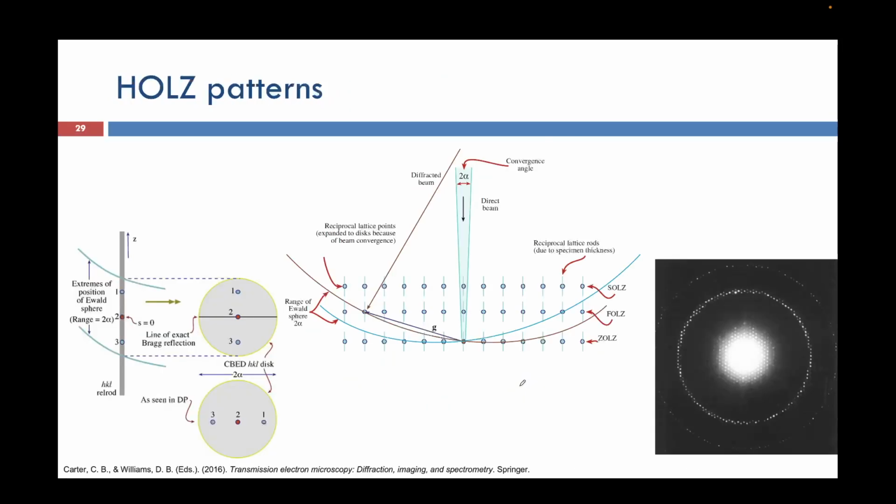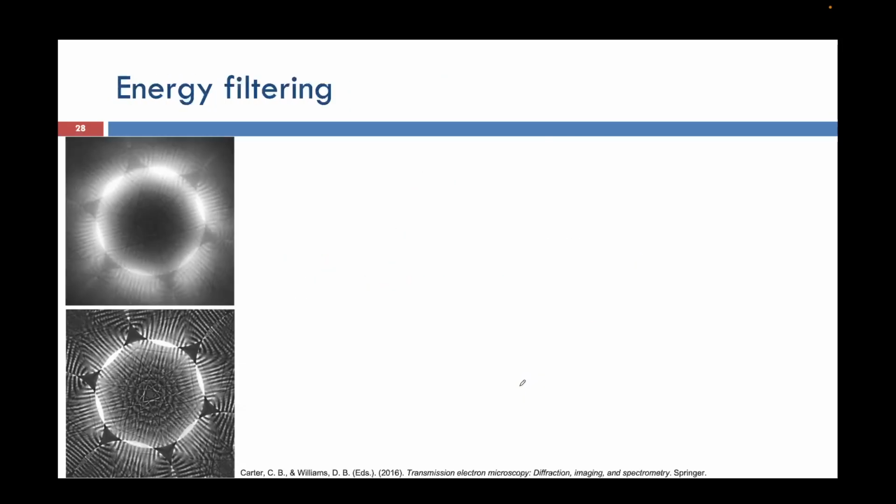Energy filtering is also another thing that we do. Energy filtering means all the electrons after interaction with the sample will not have the same amount of energy. So that is why in CBED, convergent beam electron diffraction, we need to put in an energy filter, and once we put in the energy filter, you can see this is without filtering.